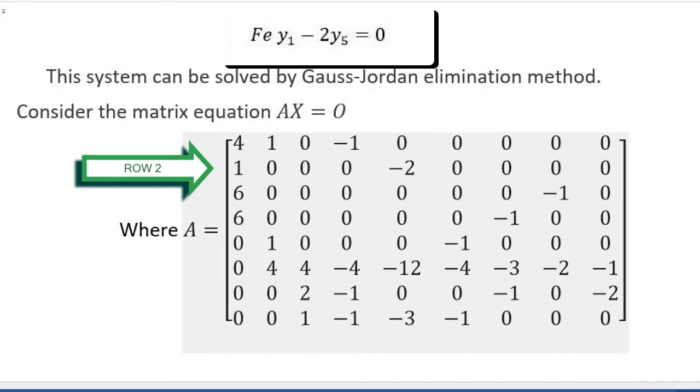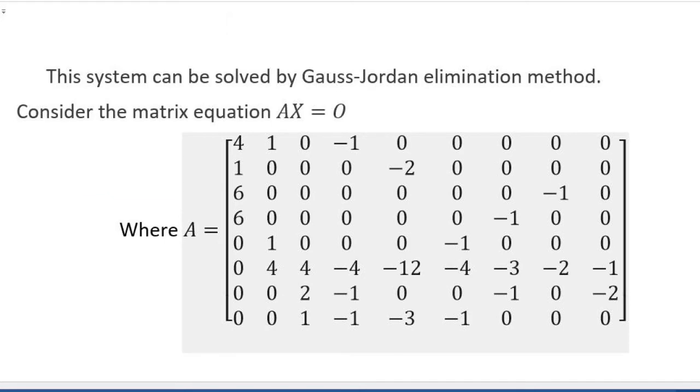For the second row, which is iron, we have y sub 1 minus 2y sub 5 is equal to 0. For y sub 1, which is 1 atom, it goes in the first column, and for negative 2y sub 5, which is negative 2 atoms, it goes in the fifth column. The same thing applies to the remaining elements. This is now the result for the matrix equation of the given chemical equation.